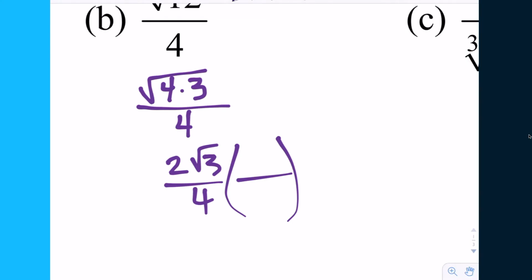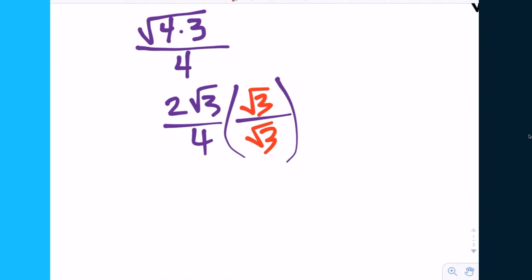Square root of 3 over square root of 3. You don't have to get the 2 involved. Just square root of 3 over square root of 3. Now we multiply straight across, and we get square root of 3 times square root of 3 is what? Well, square root of 3 times square root of 3 is the square root of 9, which is really 3. Because remember, it's 3 to the 1/2 times 3 to the 1/2, which is 3 to the 1st. So you get a 3 times 2, which is 6, all over 4 square root of 3. Now we're done.